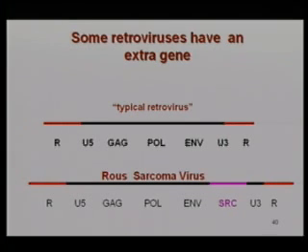If you deleted this gene, you've still got progeny virions, but you could not form a tumor. So this fitted the definition then of what we talked about yesterday of the oncogene. So this is an oncogenic sequence that is extra to what is necessary to make a retrovirus.